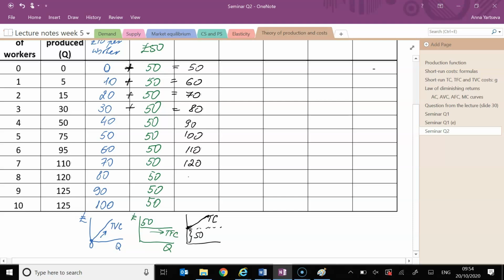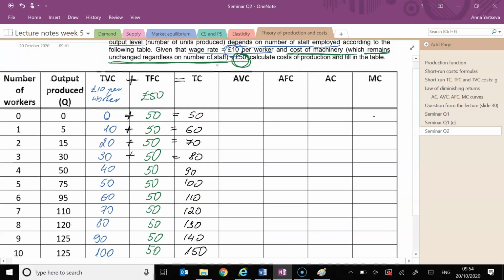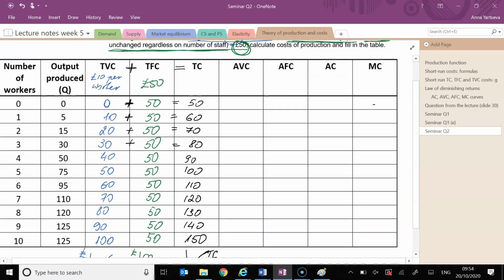So it will be 100, 110, 120, 130, and so on, up to 150. Straight line as well. Repeats the shape of the variable cost. Just goes up. Shifts up by the amount of fixed cost. We impose additional 50 pounds on top of cost of labor and materials. Any questions? Okay. We need to calculate average variable cost.